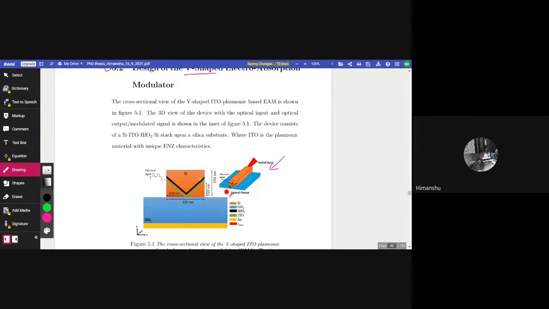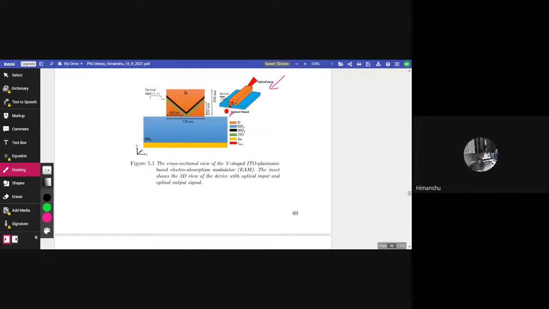So figure 5.1 shows the cross-sectional view of the device, that is the V-shaped ITO plasmonic material based electro-absorption modulator. Here we can see inside the silicon waveguide, there is a V-shaped ITO. The green color indicates the ITO layer, the black color indicates the HfO2, that is the hafnium dioxide layer, and the red color indicates the accumulation layer, which is placed in a V fashion inside the silicon waveguide. Therefore, we have given the title of our chapter, or the paper, as V-shaped electro-absorption modulator. So from here, the name of the paper is coming.